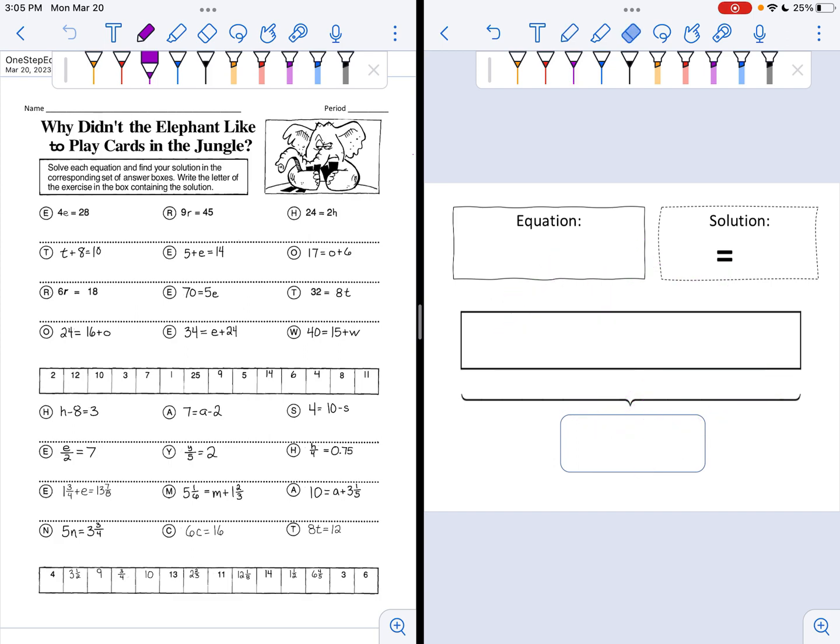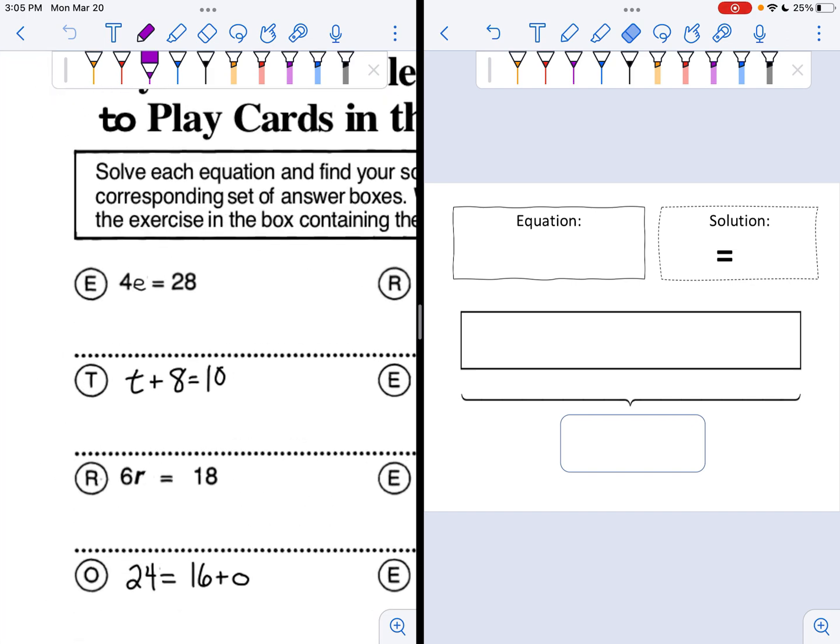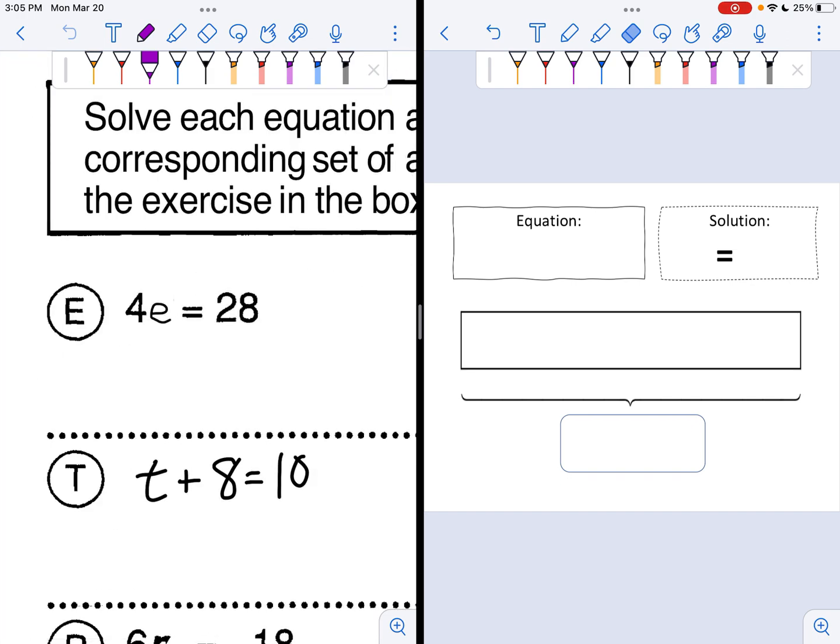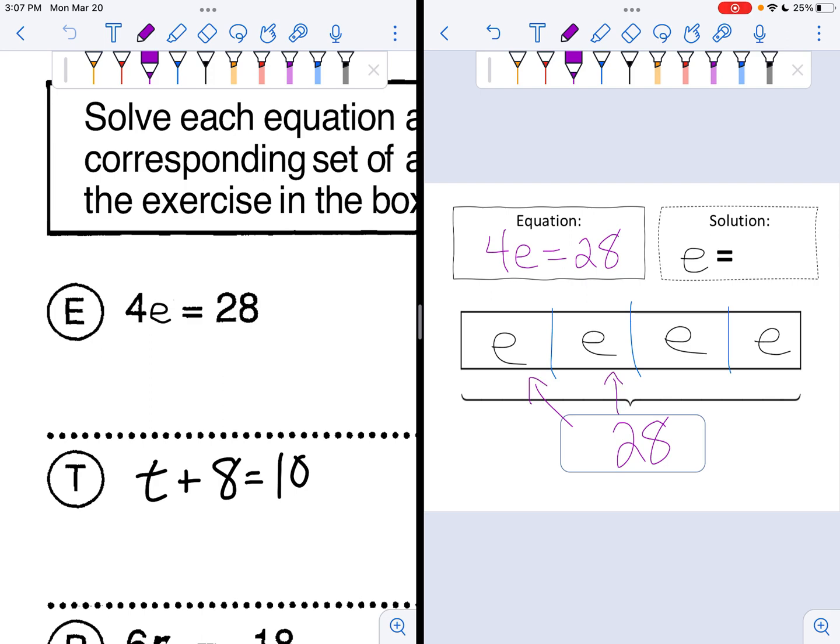So here's how this works. We're going to start off with an easier problem first. For E, you can do this with me. It says 4E equals 28. So I'm going to write that on my equation bar, 4E equals 28. That means that 28 is the total on the bottom, and you need to draw 4 E's inside. So to find the solution, we have to know that 28 got split into 1, 2, 3, 4 boxes.